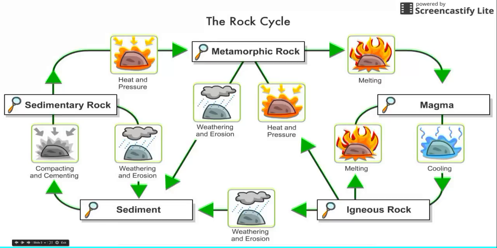Once it's igneous rock, a few different things can happen. It can either melt and become magma again. It can have heat and pressure applied to it and become a metamorphic rock, or it can undergo weathering and erosion. So these are three of the processes that we're going to talk about.